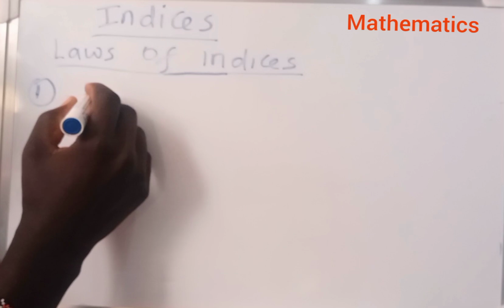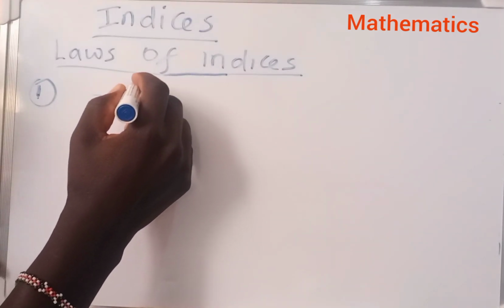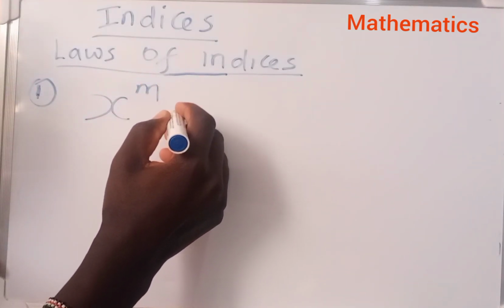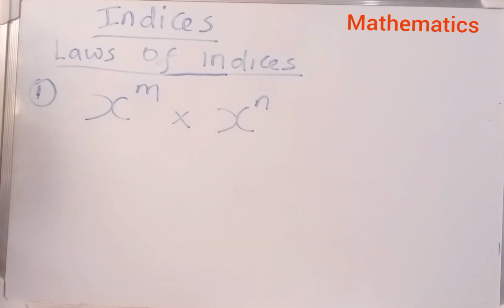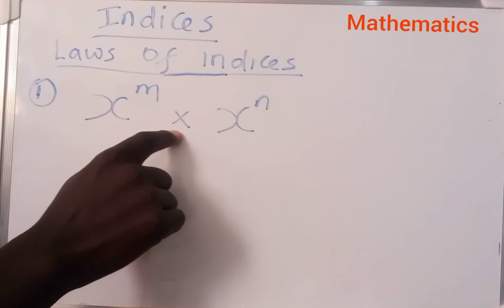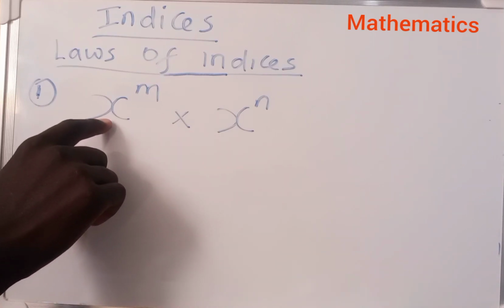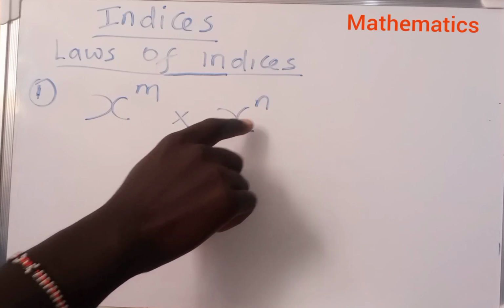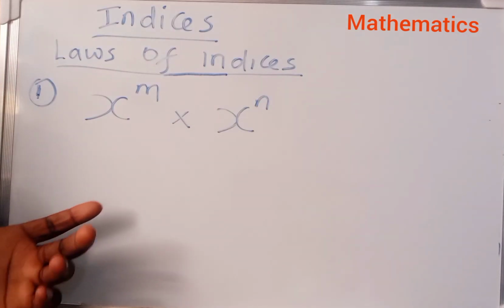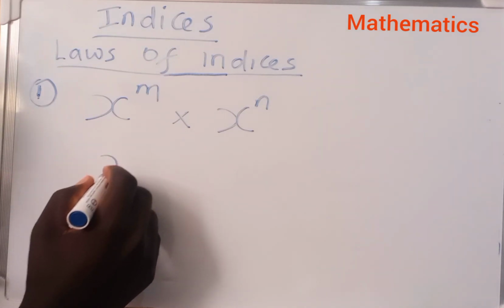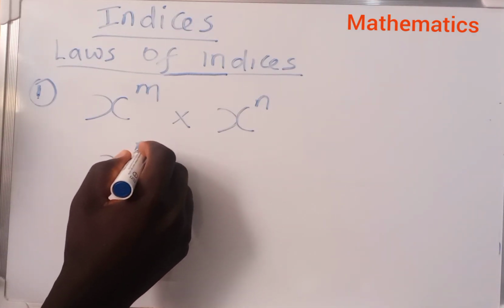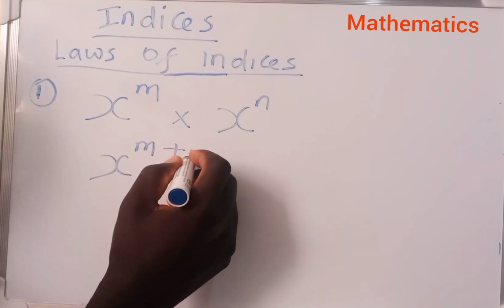The first law is this one, that is x raised to m times x raised to n. That is the first law of indices. We can also call it the multiplication law of indices, because there is a multiplication sign in between x raised to m and x raised to n. This can be simplified and written as x raised to m plus n.